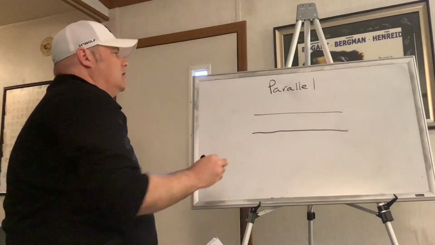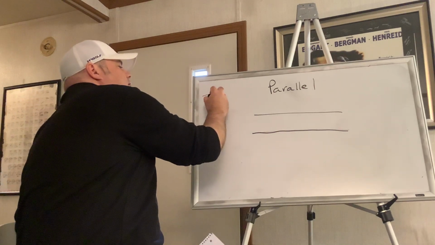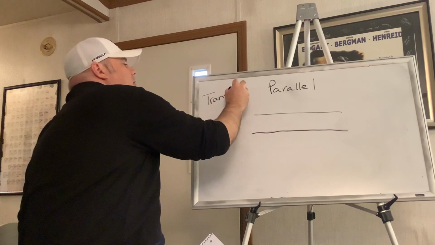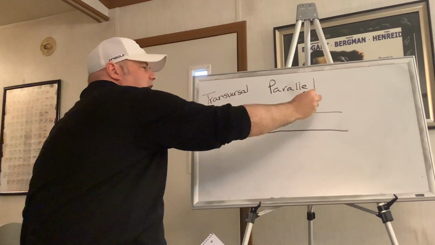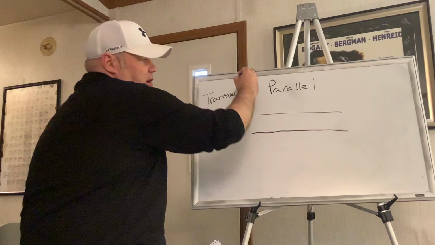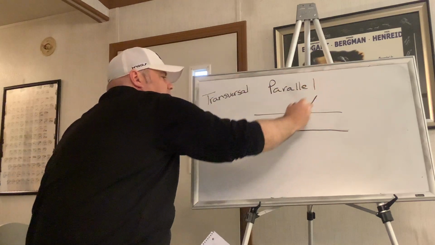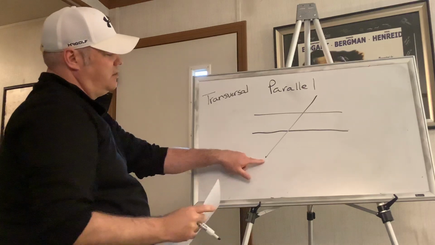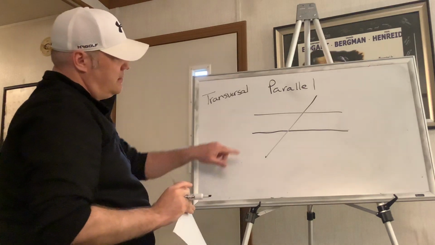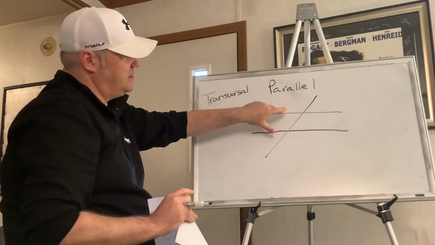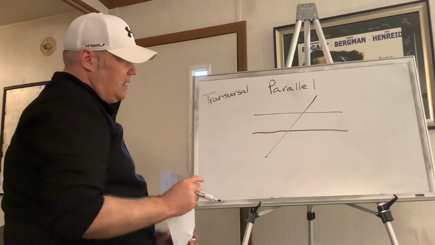Well, there's another word called transversal, and that means a line that just cuts through those parallels. It can go that way, and go this way, and go straight up and down. It can go any way, but let's take one and cut through. That is a transversal. That's what this line is. It cut these parallel lines.